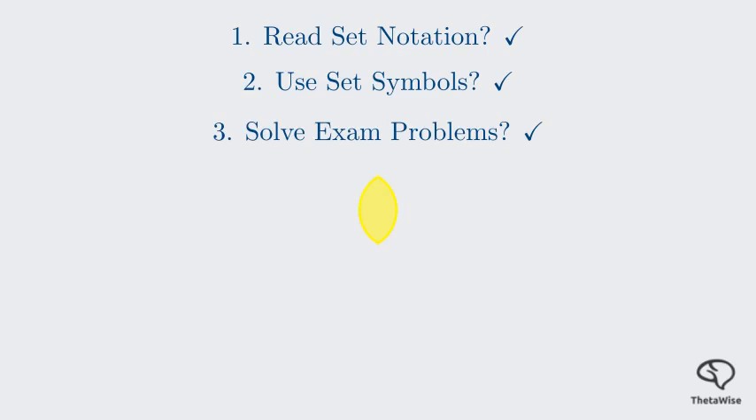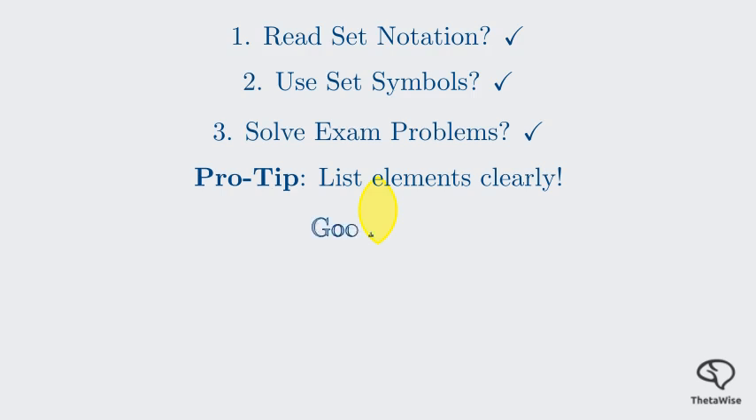Use set symbols? Yes. Remember, in your IGCSE exam, the key is to list the elements of each set clearly before you try to find unions or intersections. This prevents simple counting errors and makes the logic much clearer. You are now ready to tackle set notation and Venn diagrams with confidence. Good luck with your revision.